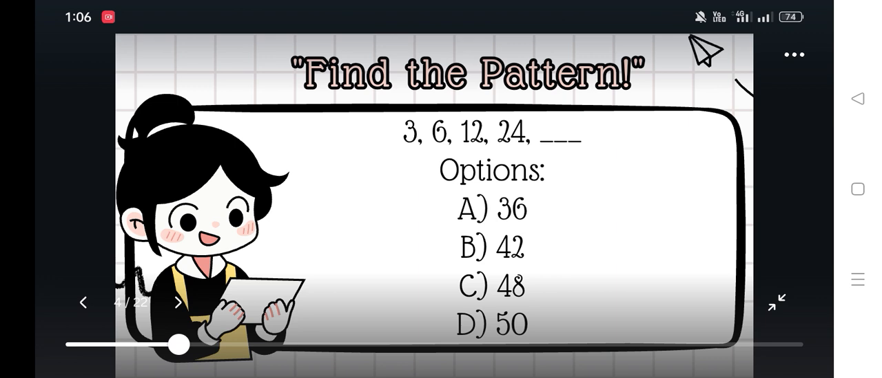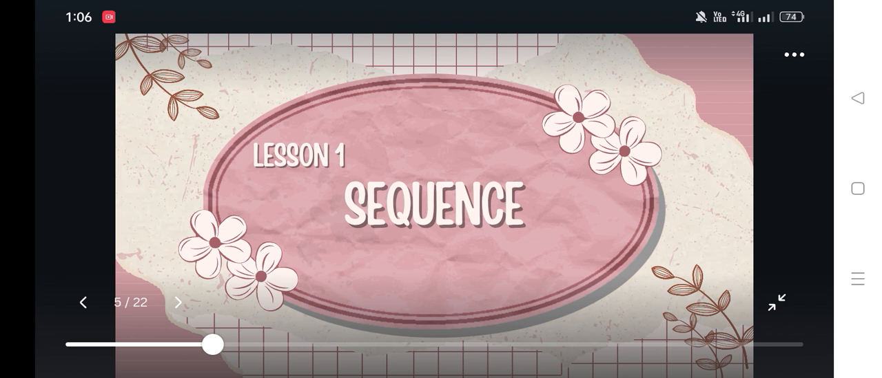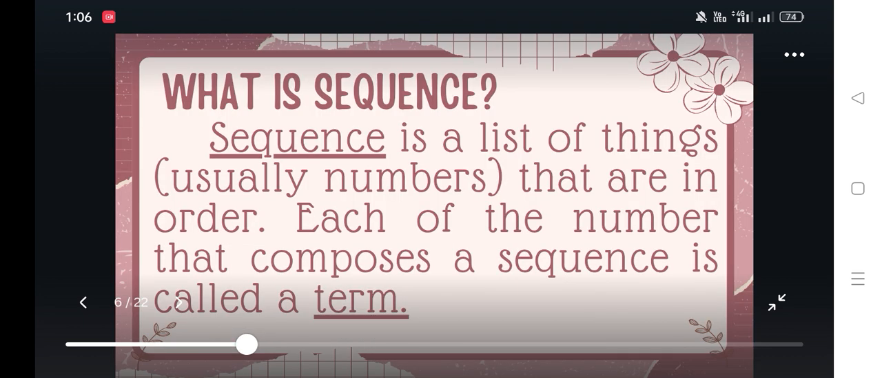So class, how would you describe a set of numbers or events that follow a specific rule or order? Do you have any idea? Exactly, very good. We call it a sequence. And that would be our first lesson for today. Sequence. So, what is a sequence? A sequence is a list of things, usually numbers, that are in order. Each of the numbers that composes a sequence is called a term.